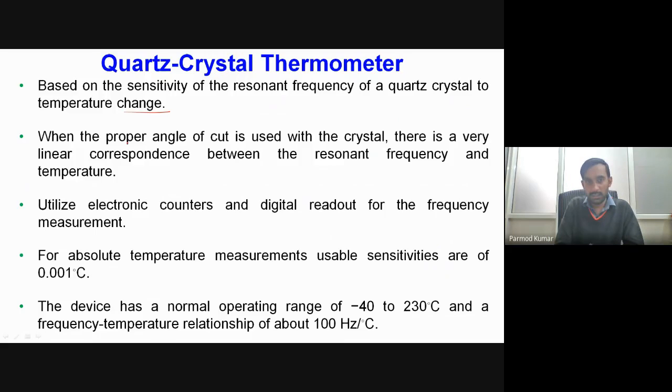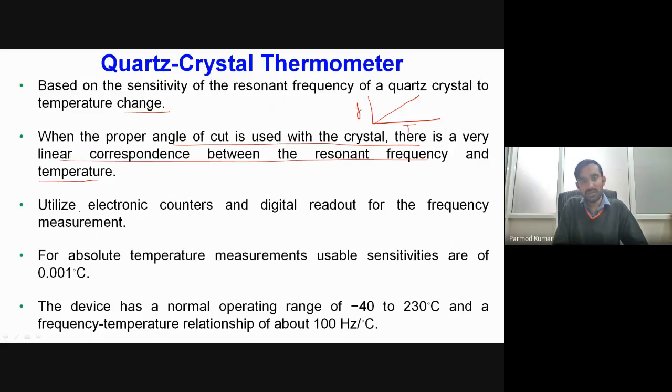When we have the proper angle of cut of the crystal, what happens is that, at the proper angle of cut, we have a linear relationship between the resonant frequency and the temperature. For example, if we plot the frequency as a function of temperature, we will have a linear relationship. Obviously, if the relationship is linear, then directly by knowing the frequency of oscillation of the quartz crystal, we can determine the corresponding value of the temperature.